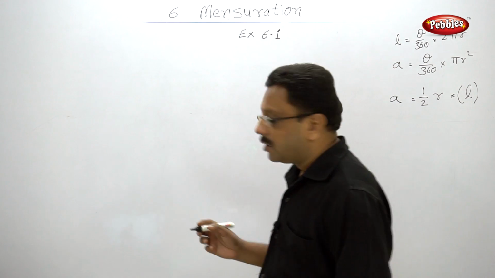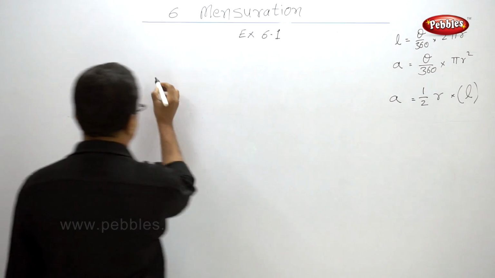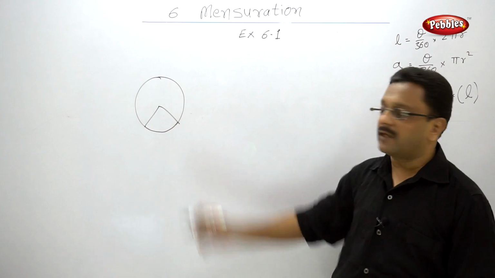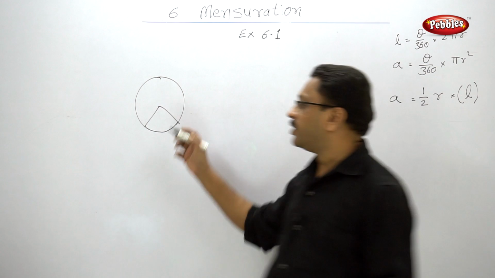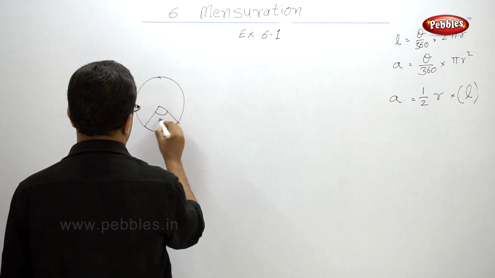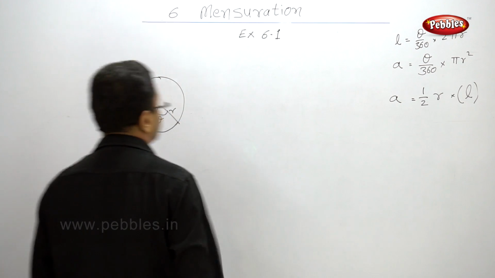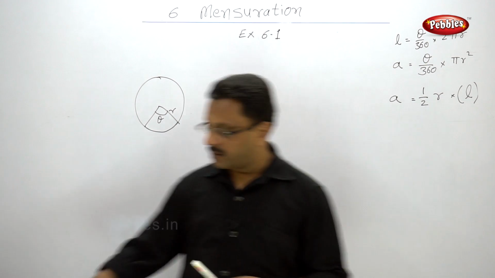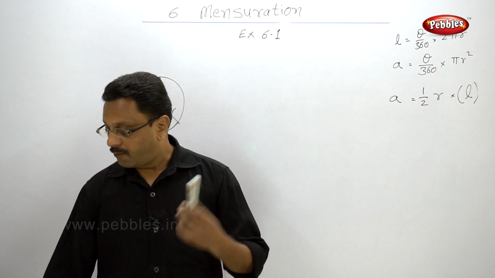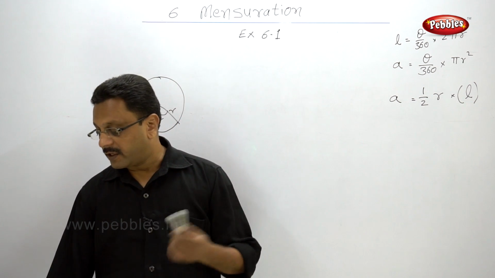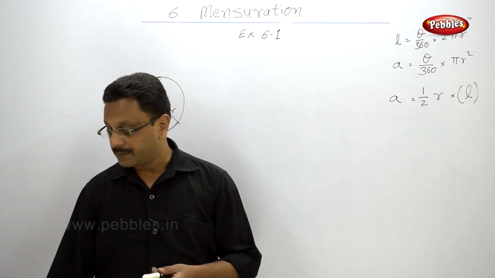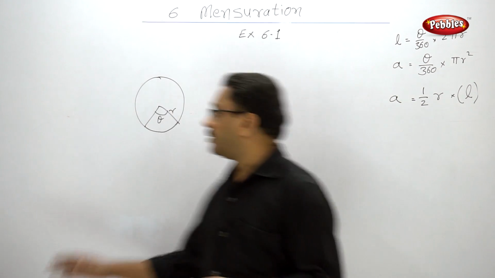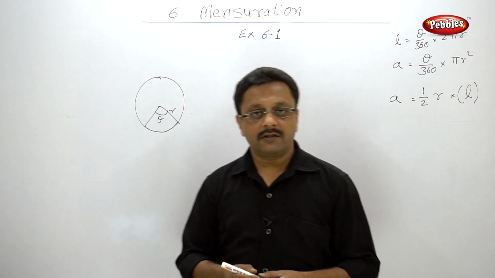Now let us draw this figure once. And this is a sample figure. Okay, the theta is here, this is R, and they have asked us to find something. What they have asked: find the length of the arc when the diameter is 10 centimeters and the central angle, this theta, is given as different degrees.